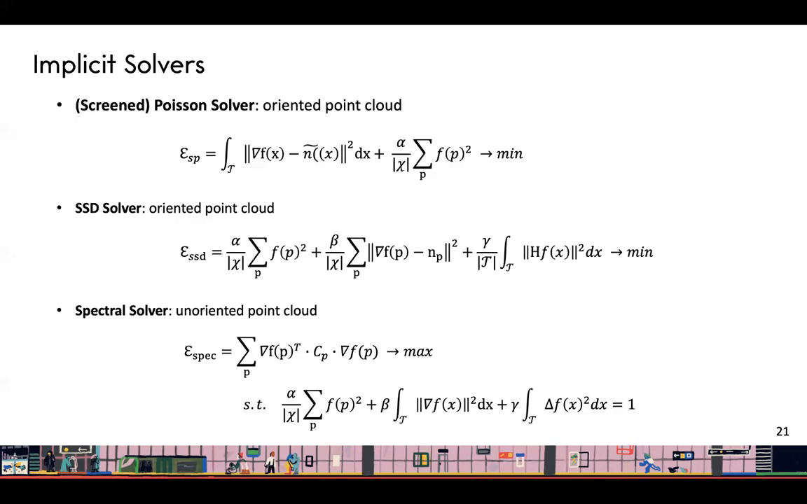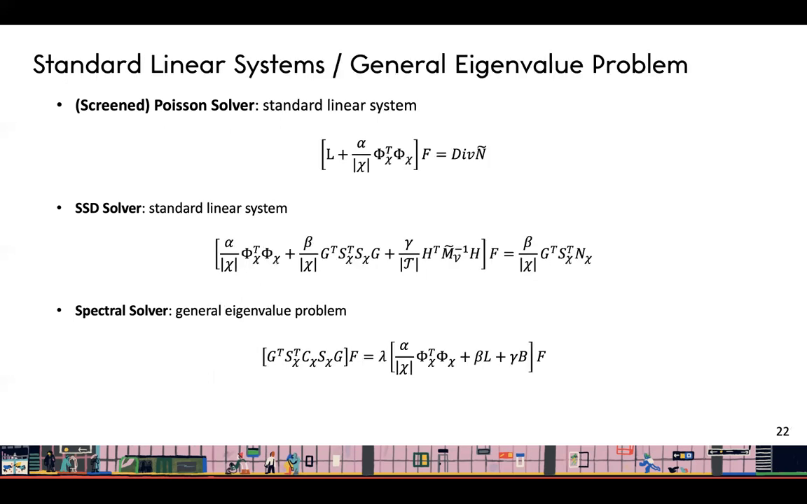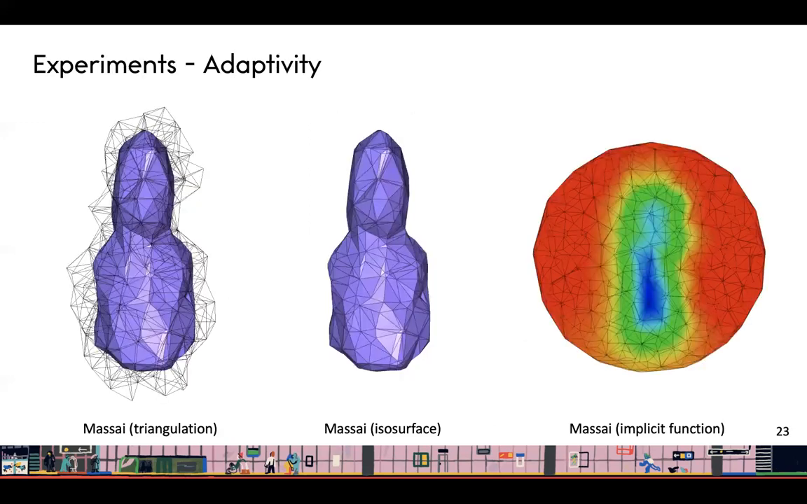We provided the implementations of 3 solvers: screened Poisson, SSD, and spectral. We use piecewise linear basis functions defined on each vertex of the triangulation. Note that our method can be generalized to other solvers which are discretizable on tetrahedral meshes. The problems are then solved by either a standard linear system, which is the case for Poisson and SSD, or a standard generalized eigenvalue problem, which is the case for spectral.